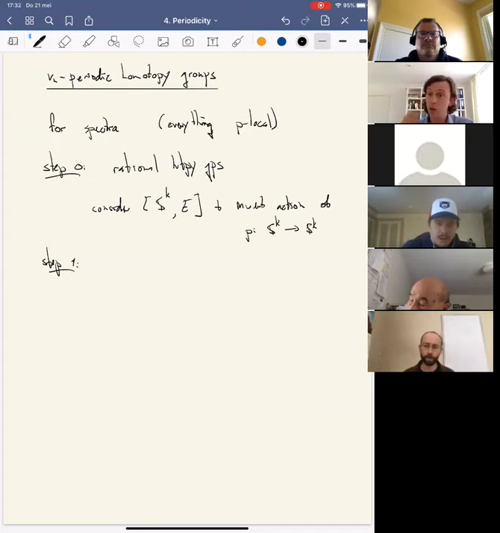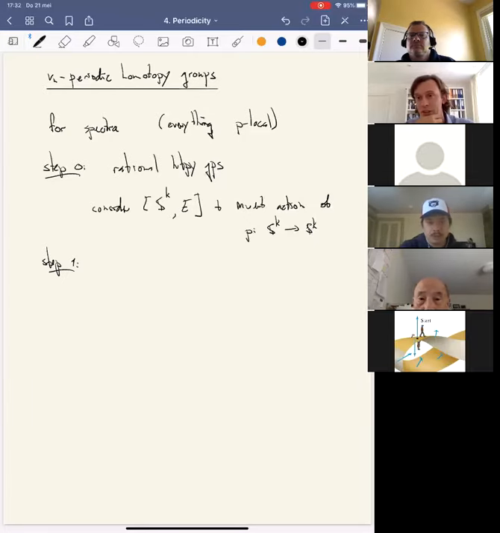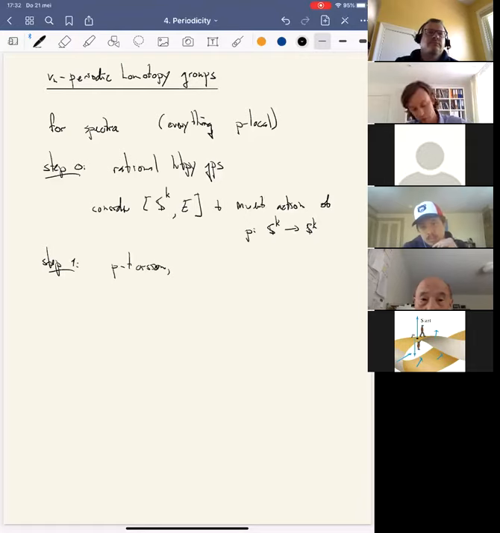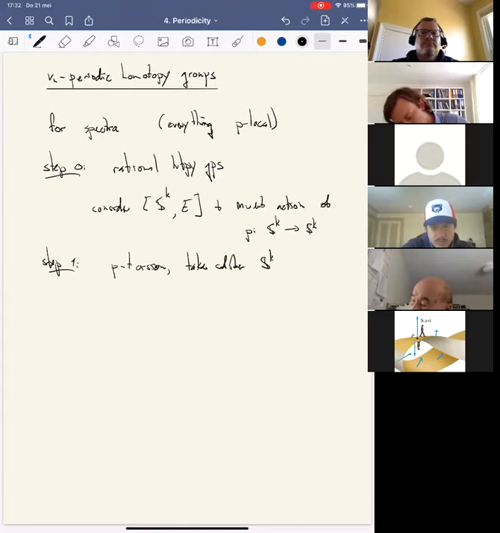But what do you do once you're done with that? How do you move on from there? Well, somehow the complementary information to rational information is p-torsion information. So you want to consider the p-torsion. One way to talk about the p-torsion is to look at the mod p homotopy groups. What does that mean? You take the cofiber of multiplication by p. So I'll just write that S^k mod p. So it's the mod p Moore spectrum in dimension k.